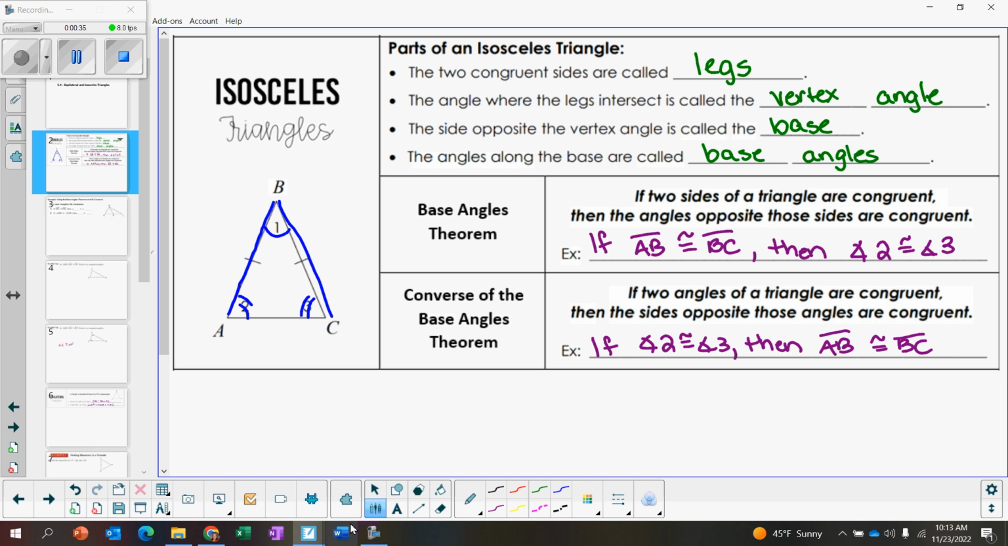base angles. So we have something called the base angles theorem, and it says if two sides of a triangle are congruent, then the angles opposite those sides are congruent, or if two sides of a triangle are congruent, the base angles are congruent. So if I knew AB and BC were congruent, then I automatically know angle 2 and angle 3 are congruent. And the converse of the base angles theorem is if I start out by knowing that the base angles are congruent, angle 2 is congruent to angle 3, then I can say that the two sides are congruent.